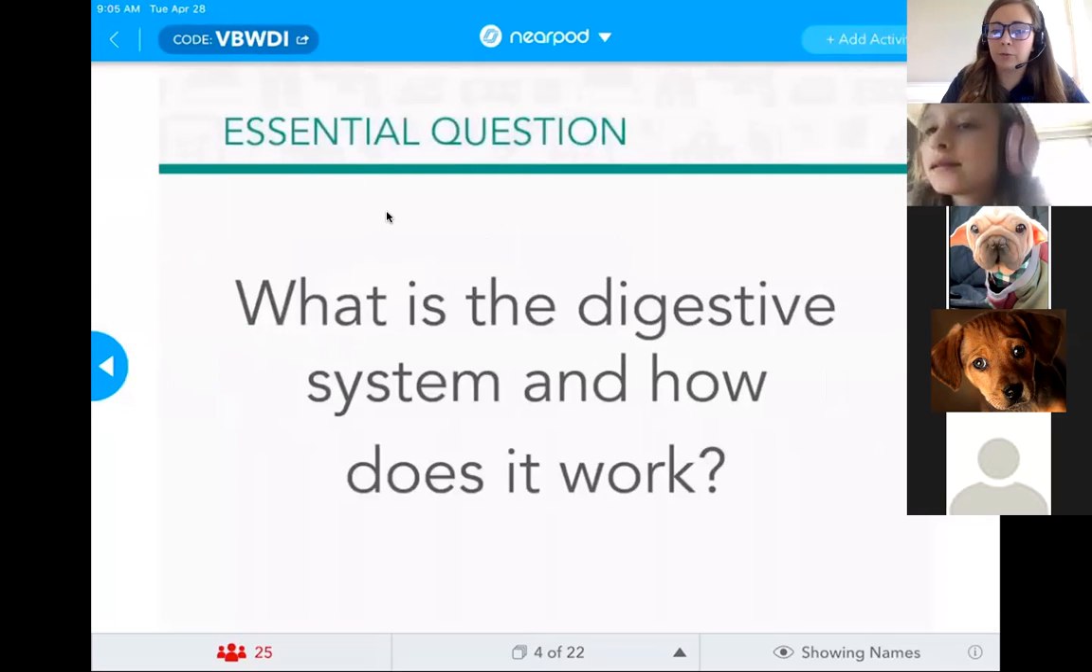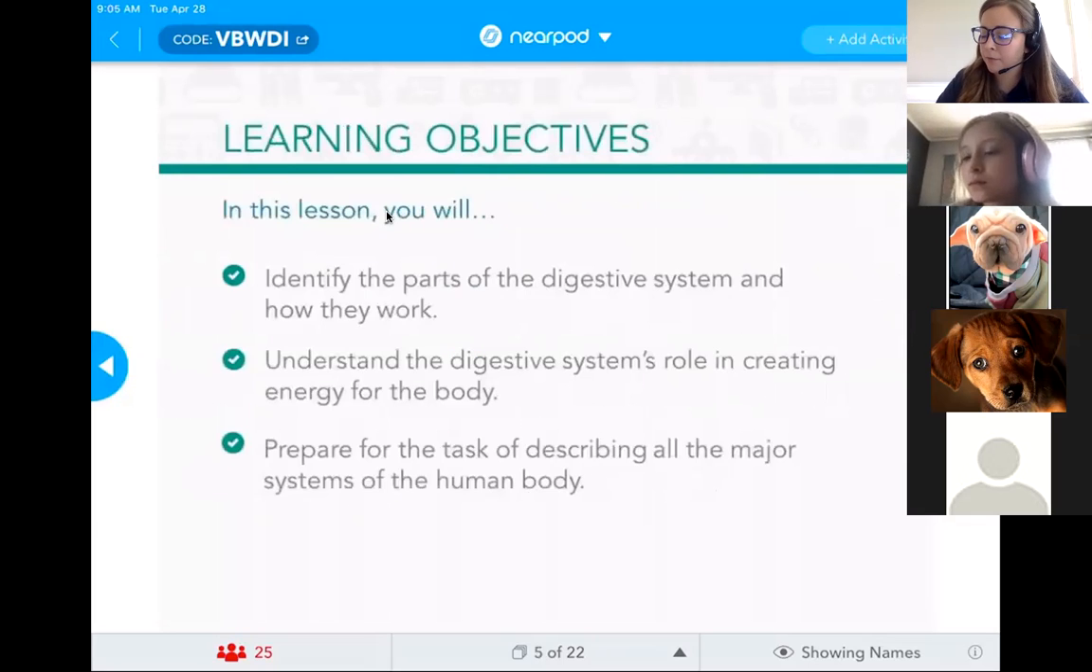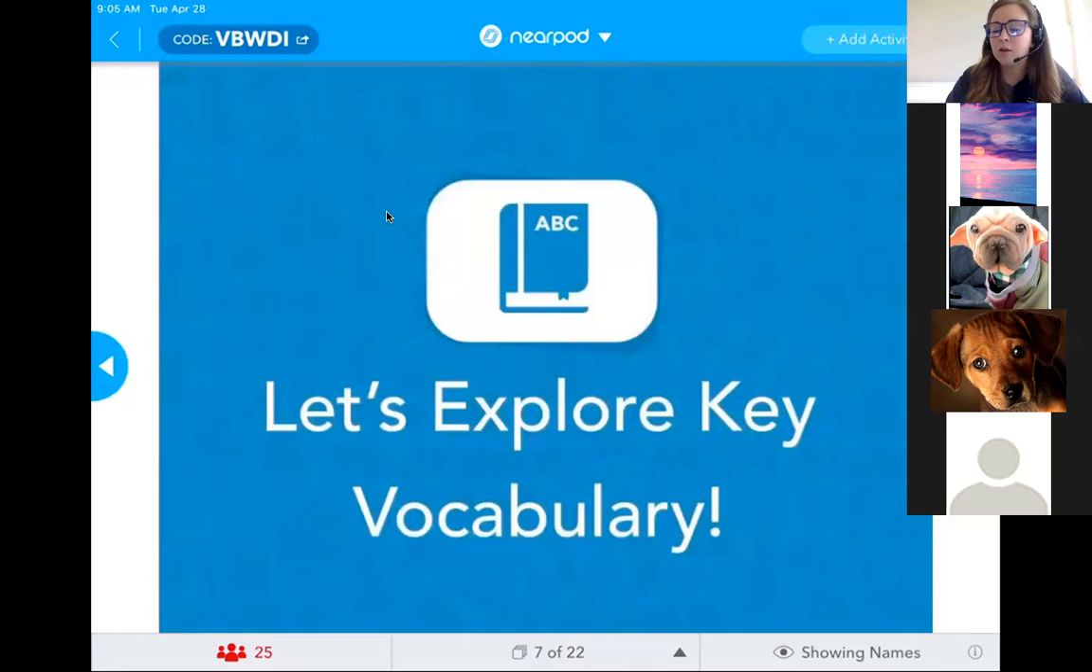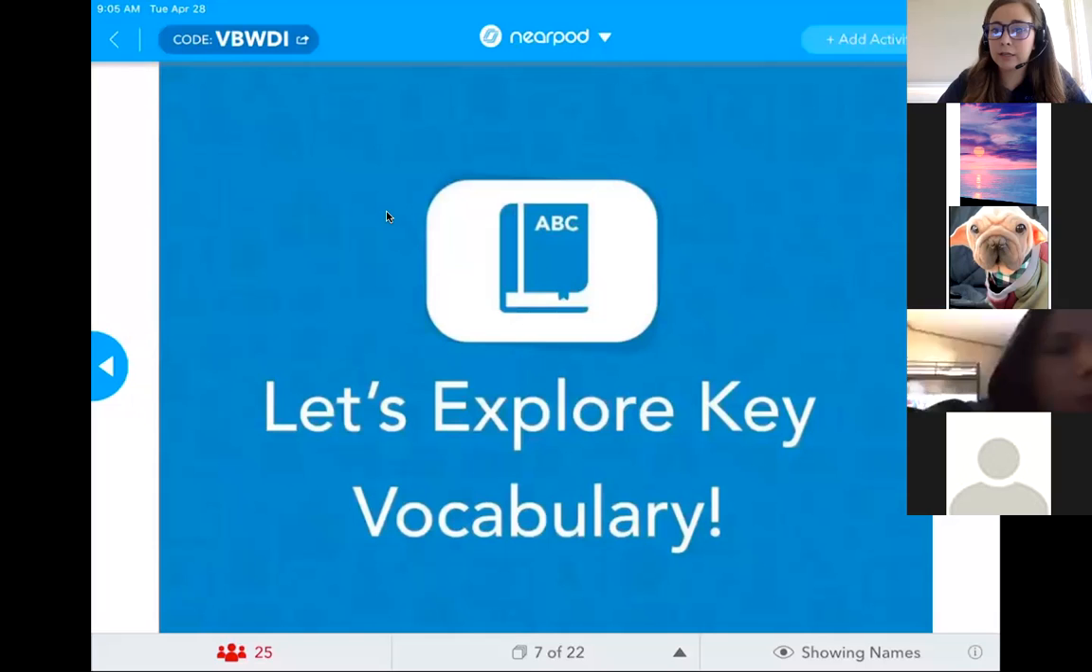All right, so what is the digestive system and how does it work? So today we're going to learn about the digestive system. You can't see the digestive system, but your body uses this system every day to process all the foods you eat. Well, let's learn more. So we're going to talk about some of the vocabulary. Pay attention to the vocabulary because you will be using the vocabulary in the Kahoot today.